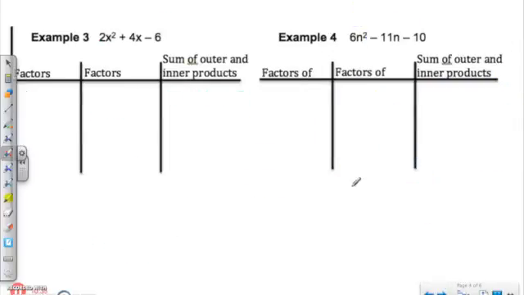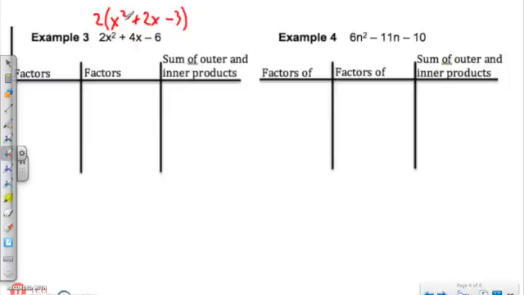Now, one thing I see in example 3 right away is that I'm going to have a greatest common factor. Remember, we talked in 3A-2 that it is always the strategy that we want to check first. So if we can have a common factor, we want to go ahead and pull that out. So in this case, we can see that 2 is going to go into 2, 4, and negative 6. So before I even start factoring, I'm going to factor out that 2. I'm going to have x squared plus 2x minus 3.